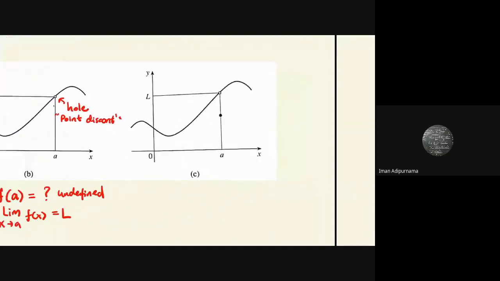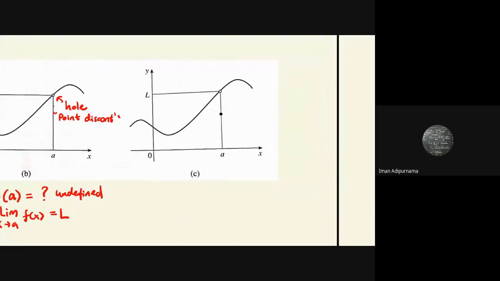And another case is there's a hole here, but when you plug a into the function, maybe we'll call this m, you may have another number different from L. And your limit as x approaches a of the function is L. It's totally different, m and L. Different numbers. That can also be the case.